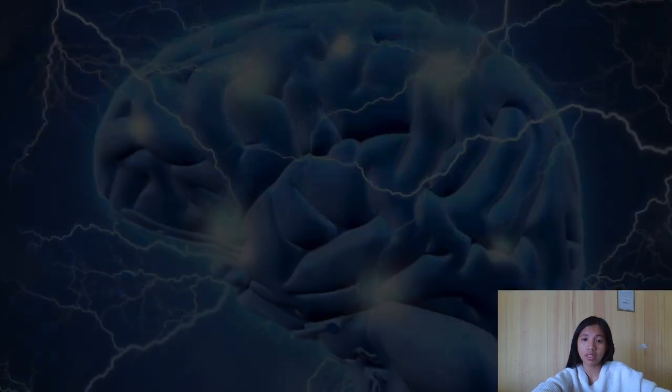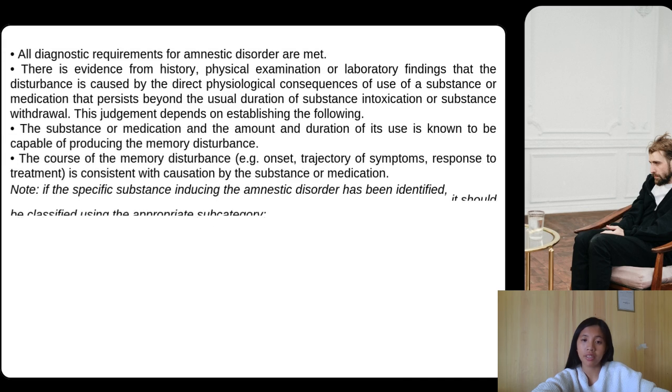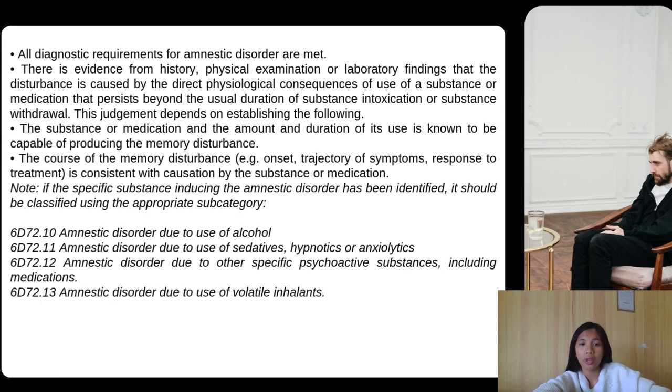Now, what about amnestic disorder due to psychoactive substances, including medication? These are the diagnostic criteria. Number one, all the diagnostic requirements for amnestic disorder are met. Number two, again, there is evidence from history, physical examination, or laboratory findings that the disturbance is caused by the direct physiological consequences. Number three, the substance or medication and the amount and duration of its use is known to be capable of producing the memory disturbance.